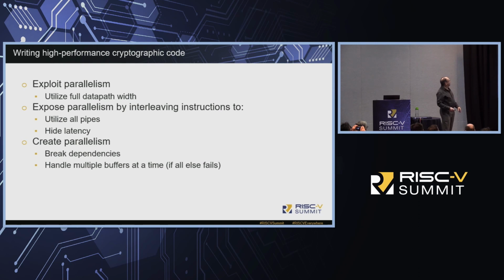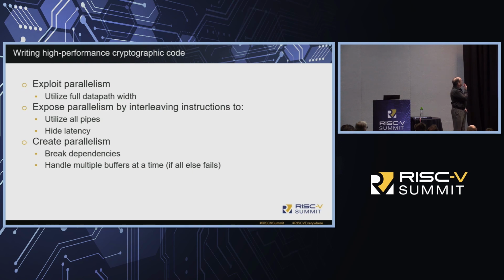So how do you write high performance cryptographic code? I'm gonna leave you in suspense there for a second. Of course, you can read the answer. So you want to exploit parallelism that's available in the implementation that you're targeting. So the code has to be tailored somehow to the target implementation.